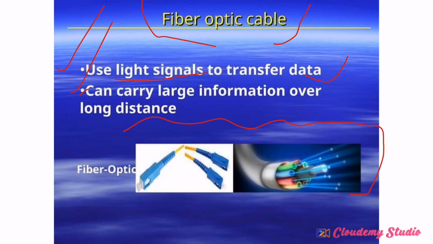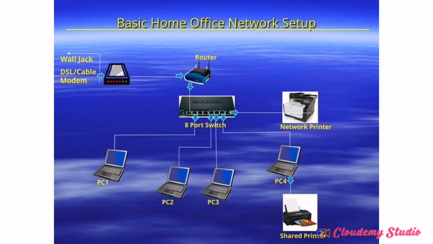So we have number 1, twisted pair cable, which uses electrical signal to transfer data. Then we have the fiber optic cable that uses light signal to transfer data. Then on the twisted pair cable, we have UTP, that is unshielded twisted pair, that is most used in the offices. Then we have STP, that is shielded twisted pair, most used in the factory floors. Okay, so let's proceed.